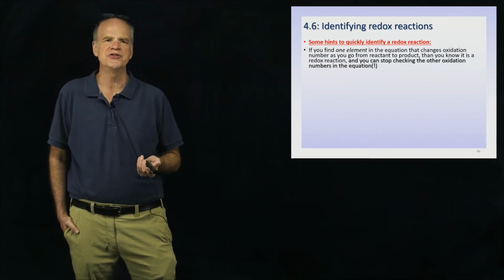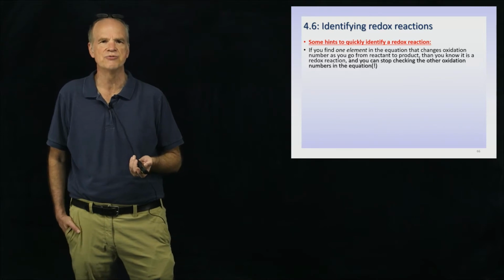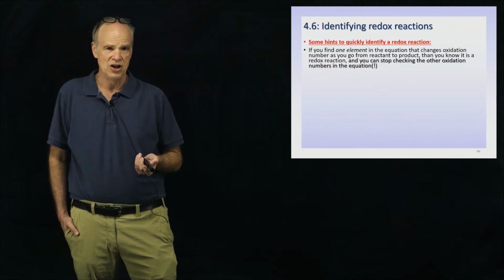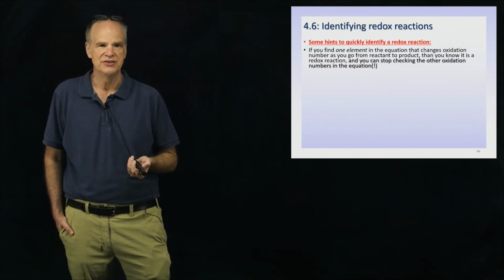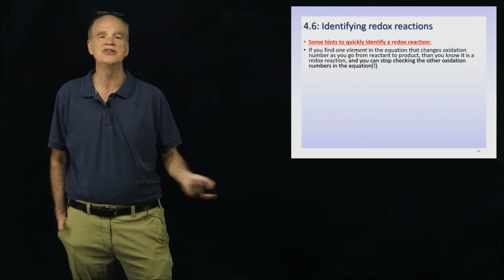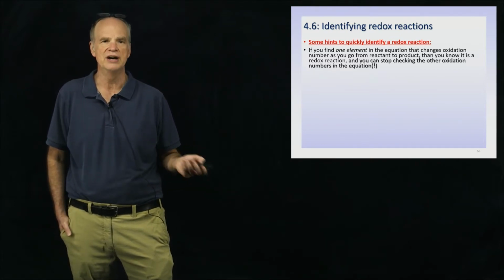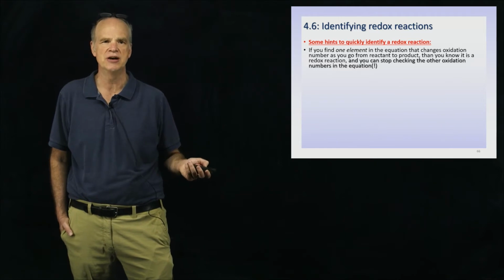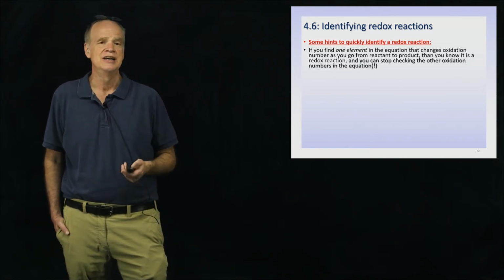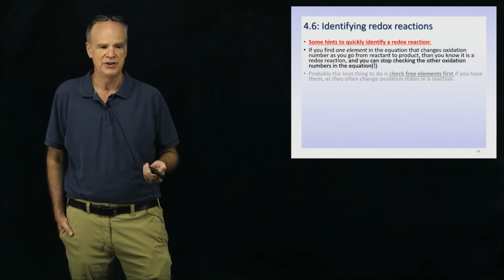So I would say the first thing you can do is look at the chemical reaction and just realize that as you're checking oxidation numbers, if you find one element in that chemical reaction that changes its oxidation number, it is a redox reaction. And you can stop right there. If you find one element that changes its oxidation number as you go from reactant to product, you've identified the redox reaction. And if you want to, you can stop right there.